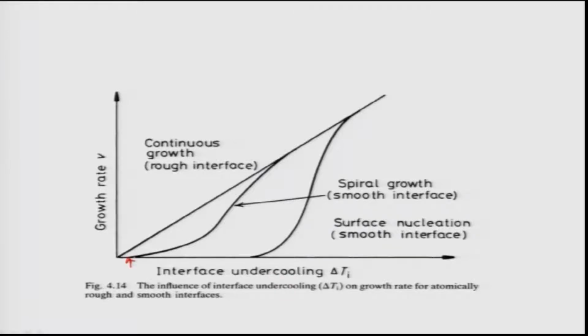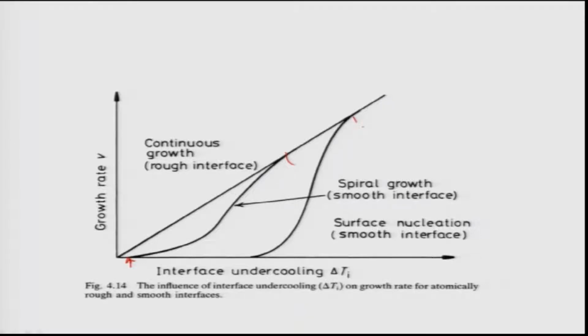And then it starts off and goes, and finally at a higher undercooling, all the growth rates will be the same as continuous growth. That is what you see here and there. This is a very important plot in the sense that at low undercooling, the continuous growth rate will be the maximum, but at high undercooling, all the growth rates will be similar, okay, the same.